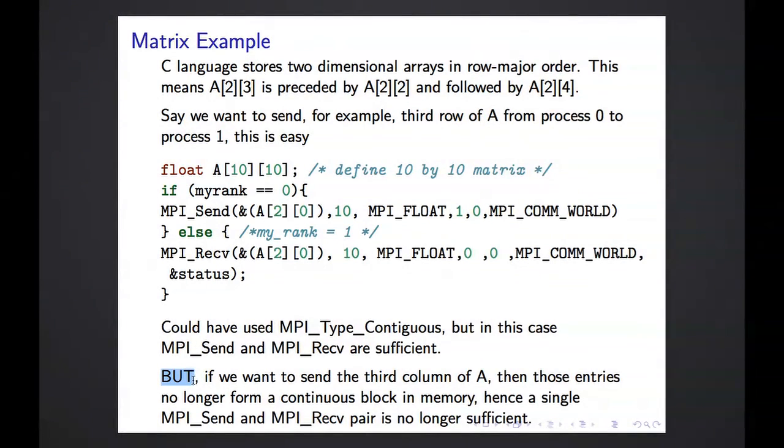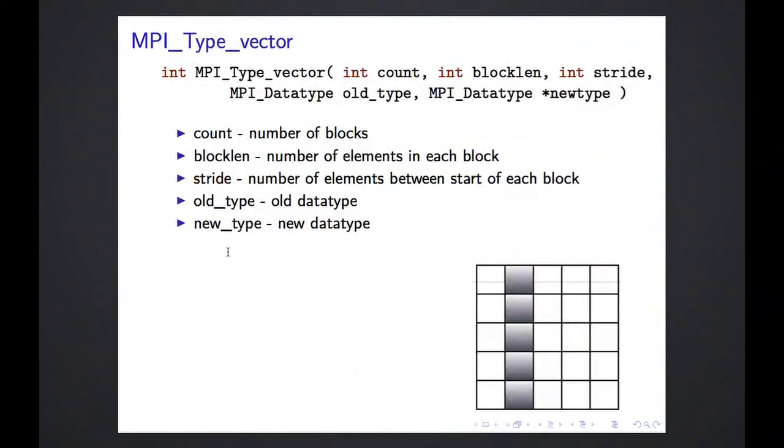But what if I want to send the third column of A from one process to another? Then those entries no longer form a contiguous block in memory, so I cannot use a single MPI Send and MPI Receive. This is where MPI Type Vector comes to the rescue. So let's discuss this data type in more detail.